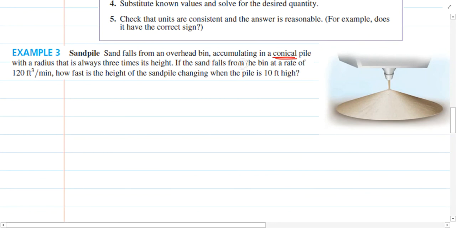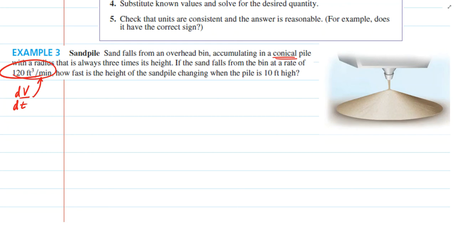And what we would like to know is if the sand is falling at a rate of 120 feet cubed per minute. Now that's interesting. Feet cubed, that's a measurement of volume, but we also have a measurement of time. So we're talking about the change in volume over time. We've got a dV/dt on our hands. This is a dV/dt rate. So I think I was misled when I first read this problem. This will use time as our differential.